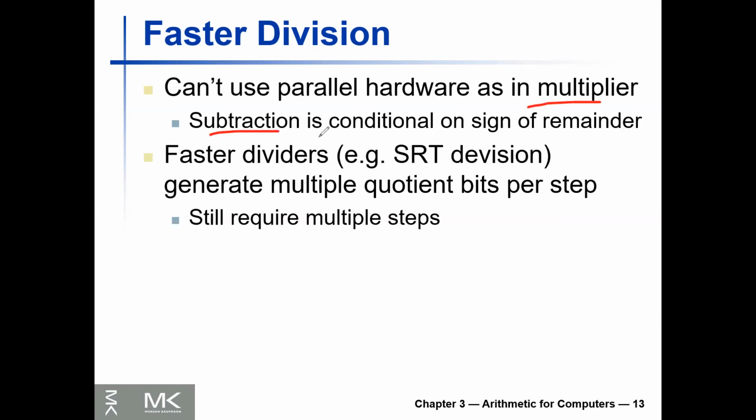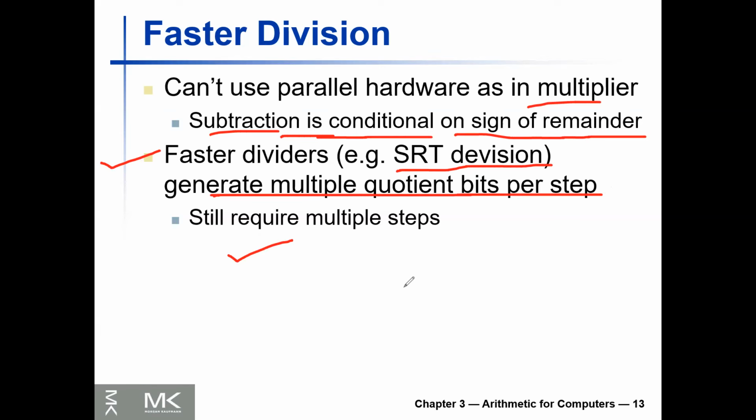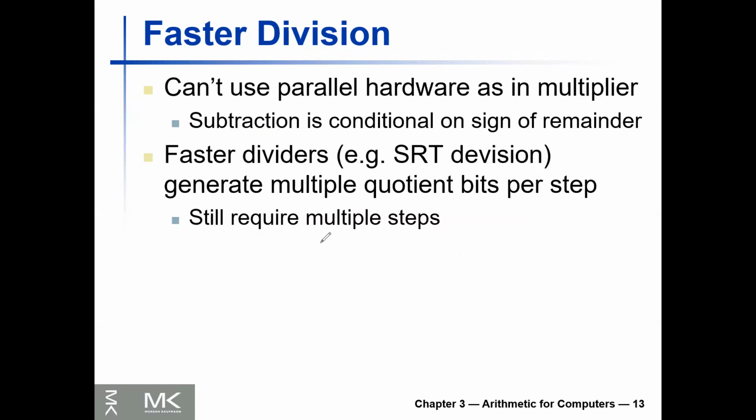Subtraction is conditional, because subtraction is conditional on sign of the remainder. Okay, we know that one. And the faster divider is the SRT division. Basically it generates multiple quotient bits per step, it still requires multiple steps. So there is no faster division possible. There is some way which is possible, but it still requires multiple steps. So this is about faster division.